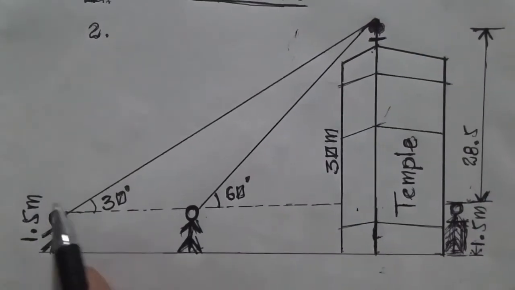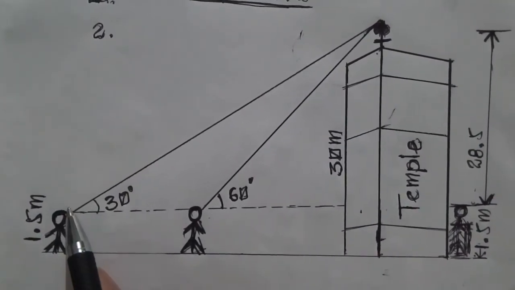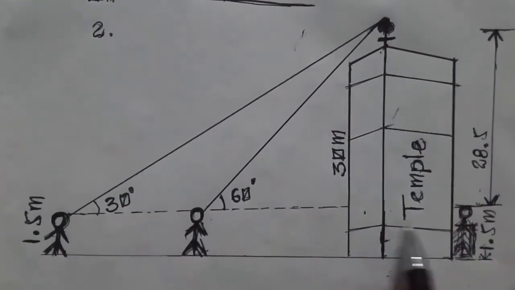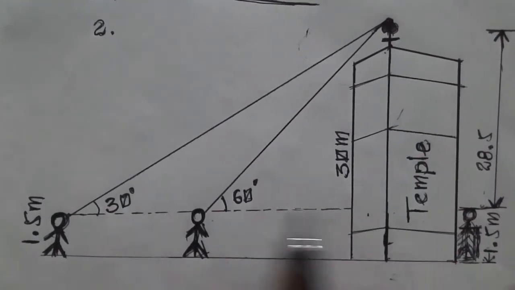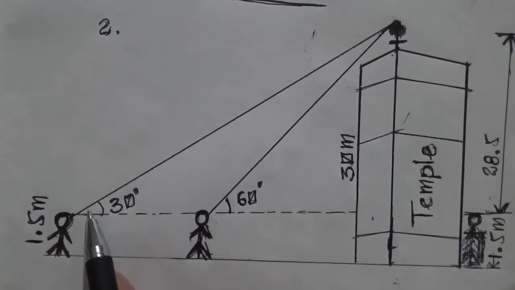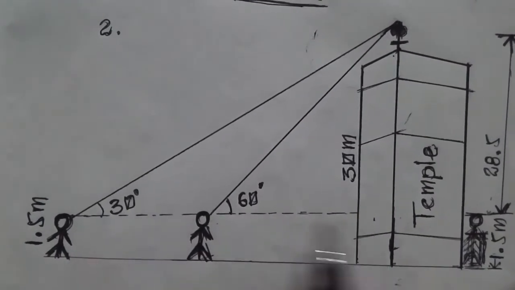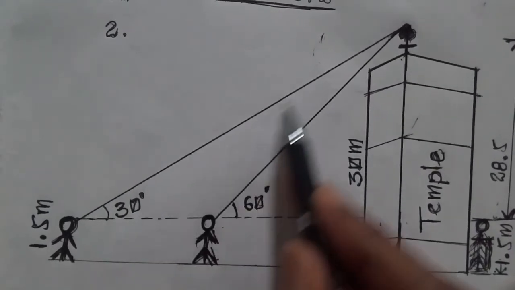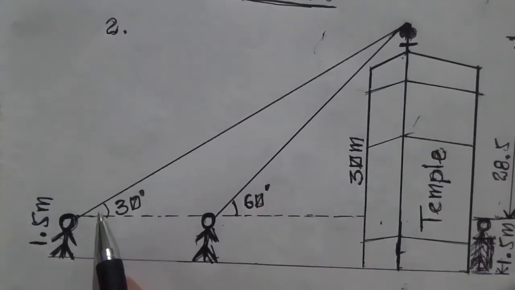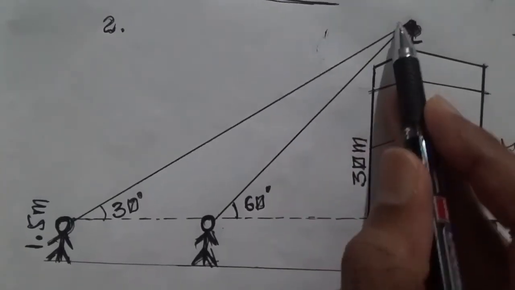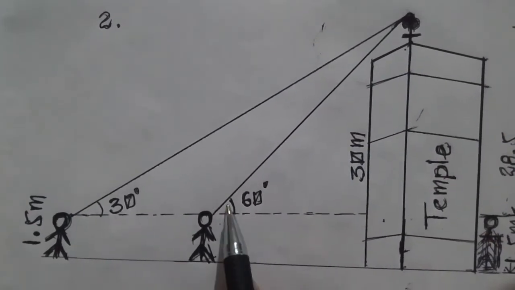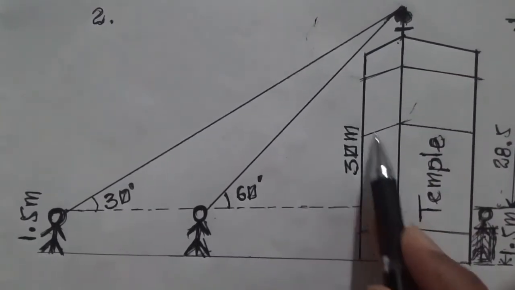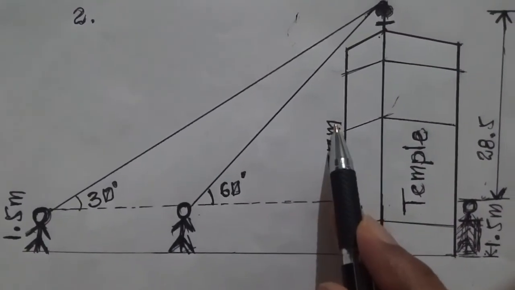A boy of height 1.5 meters walked towards the temple. When he walks, the angle of elevation increases. When he walks towards the temple, the angle of elevation increases from 30 degrees to 60 degrees. Here the height of the temple is 30 meters.